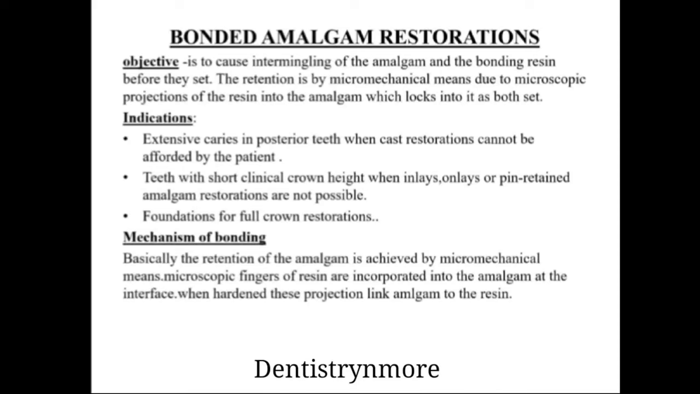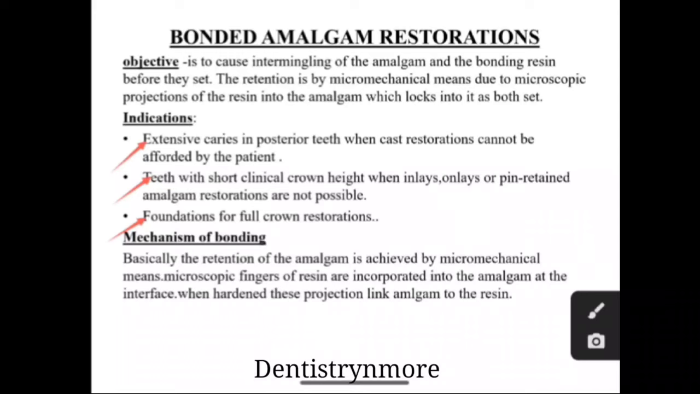Next one is bonded amalgam restoration. This includes objective, indication, mechanism of bonding, advantages and also disadvantages. The objective is to cause intermingling of the amalgam and the bonding resin before they set. The retention is by micromechanical means due to microscopic projections of the resin into the amalgam, which lock into it as both set. The indications mainly include extensive caries in the posterior teeth, teeth with a short clinical crown height, and foundation for full crown restoration.